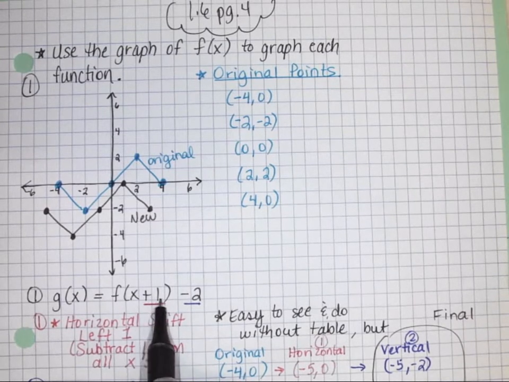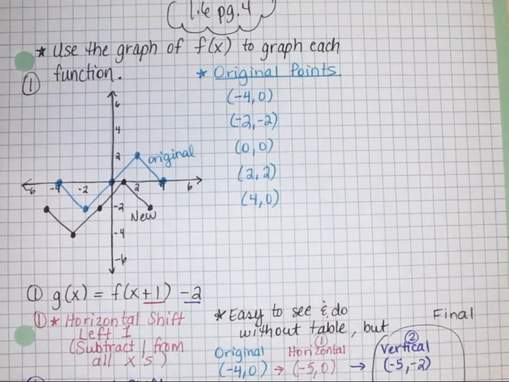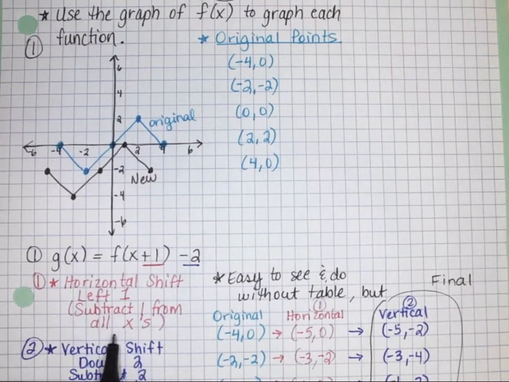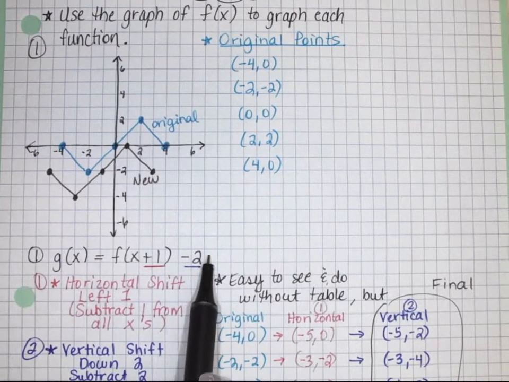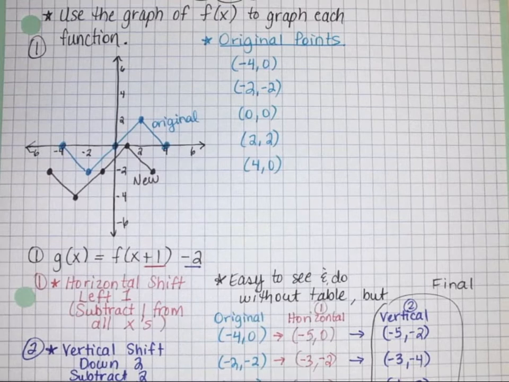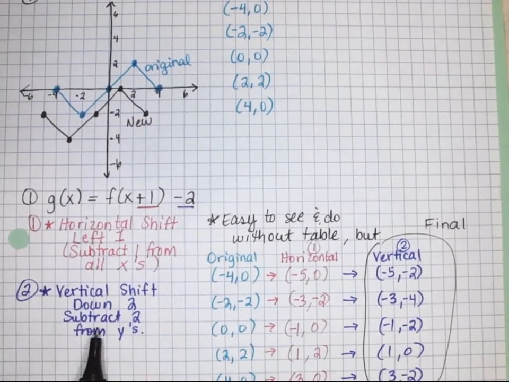But actually be very careful. This plus 1, notice, is inside specifically with x, so that is a horizontal shift. We actually move left 1 unit. Remember, when it's with x, we do the opposite. So we're going to subtract 1 from all our x values. Then this minus 2 at the end, it's at the end overall, so that's a vertical shift. We're going to move our graph down 2 and subtract 2 from our y-coordinates.